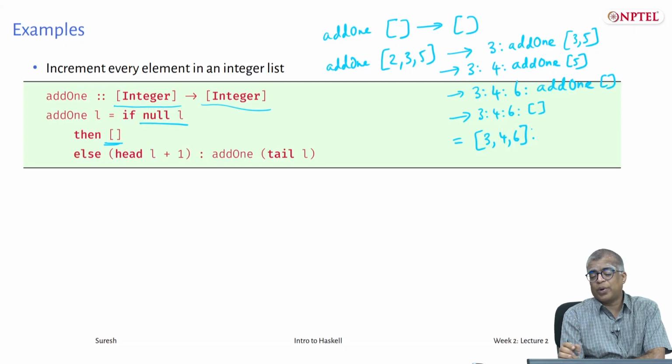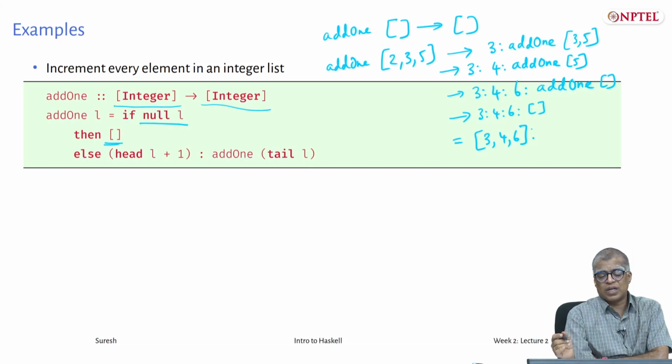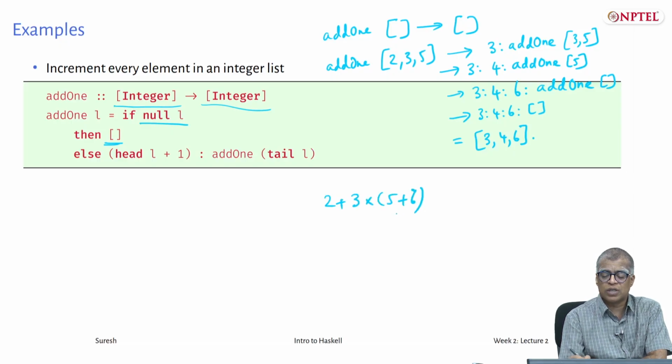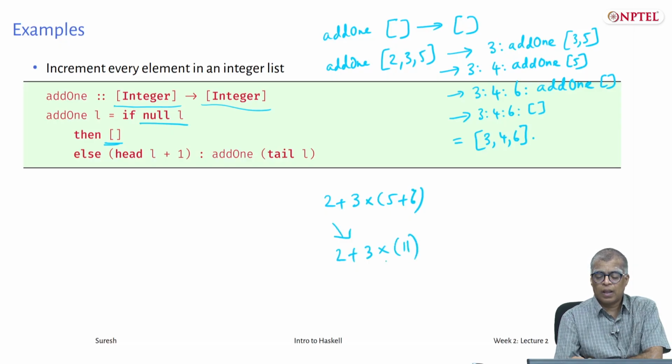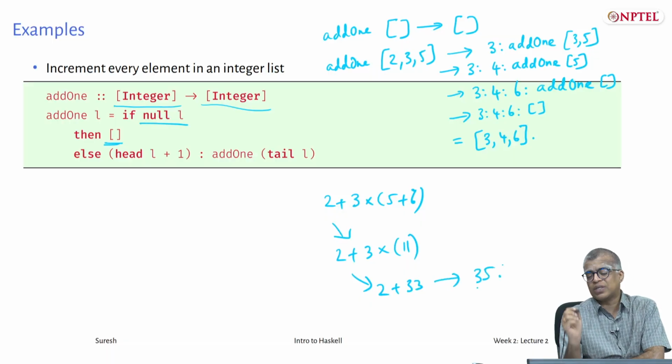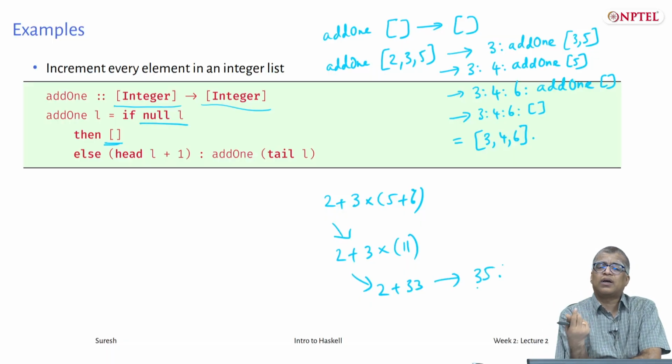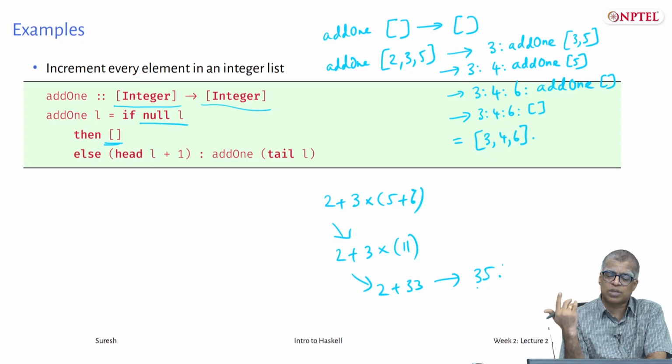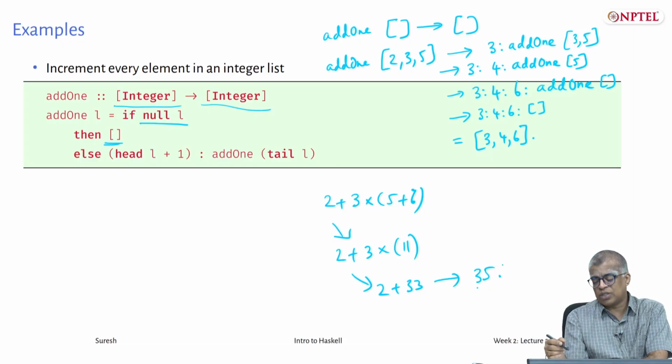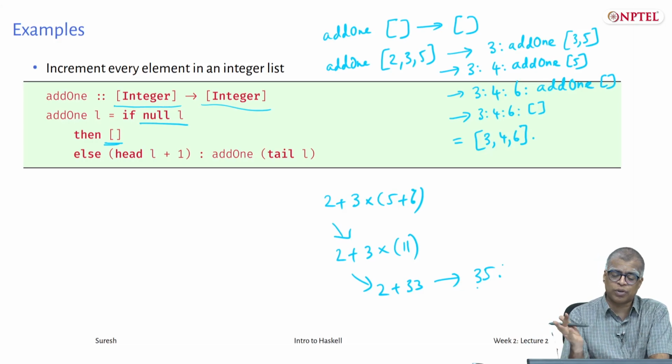Recall again that computation here doesn't mean that something is stored somewhere and you are changing it, rather you are just applying the definition and rewriting it. It's like if you have 2 plus 3 times 5 plus 6, you will first rewrite it as 2 plus 3 times 11, and then rewrite this as 2 plus 33, and then as 35. That is exactly what is happening here, except that instead of arithmetic operators and built-in rules, these are user defined functions, and instead of built-in rules you will apply the function definitions to get what you want.